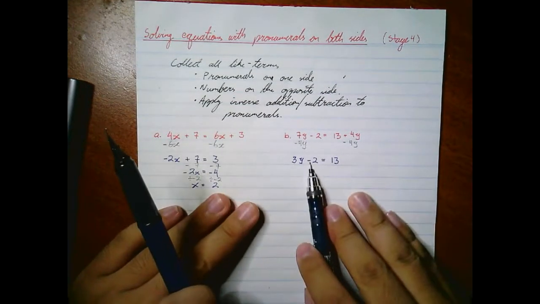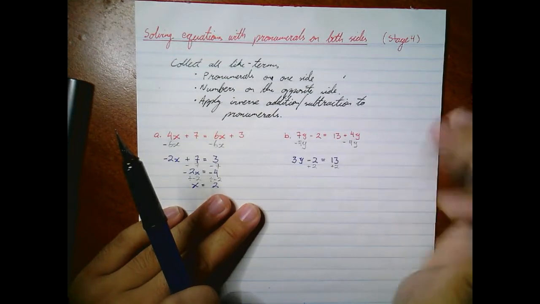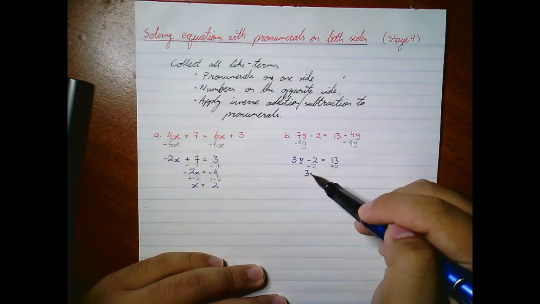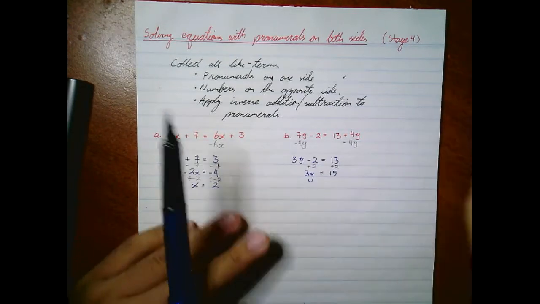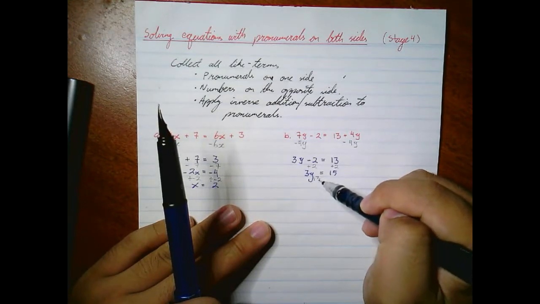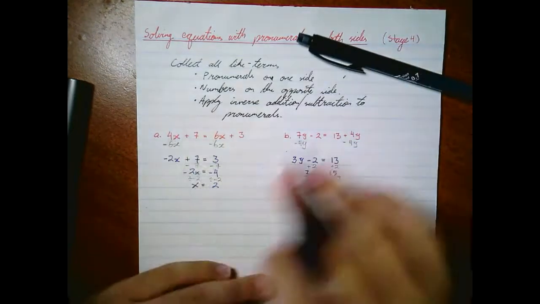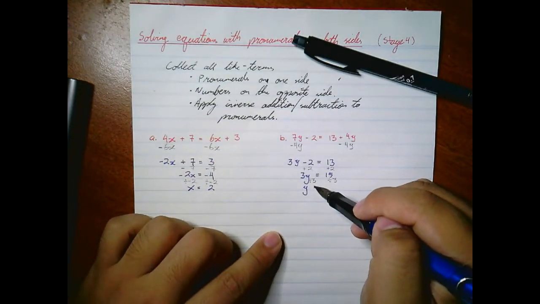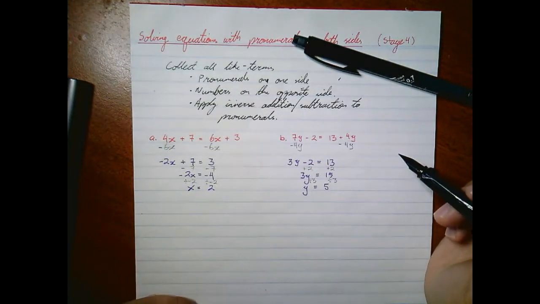Inverse function of minus 2 is plus 2 on both sides. This gives us 3y equals 15. Inverse function of this one is divide by 3. Dividing both by 3. 3y divided by 3, well, that's just y, is equal to 15 divided by 3. y is equal to 5.